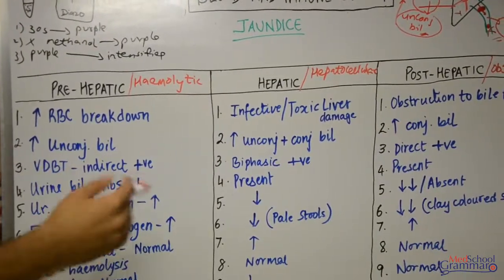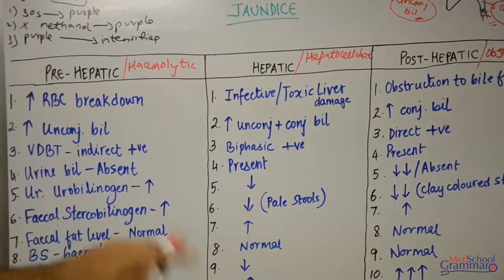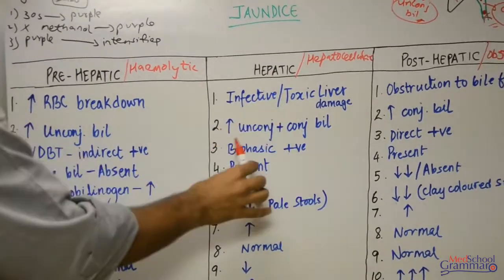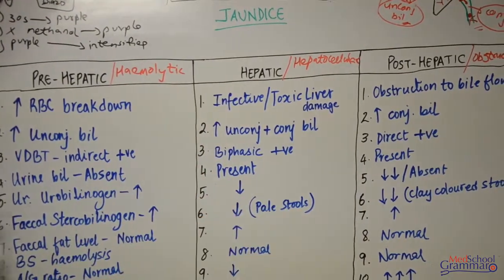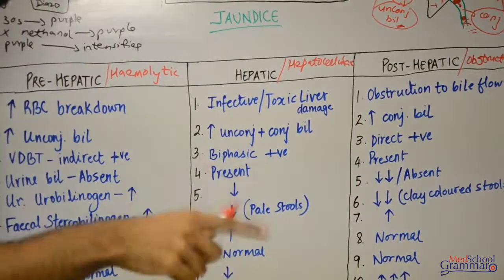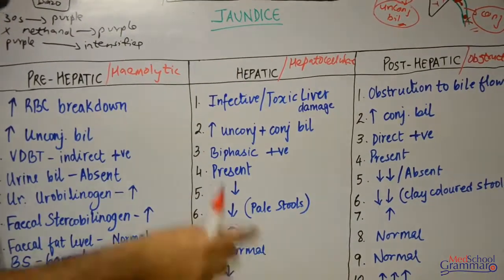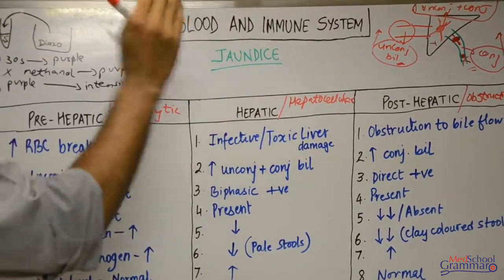The type of bilirubin that increases in prehepatic or hemolysis is unconjugated. Very simple. In hepatic is unconjugated as well as conjugated. Both the types of bilirubin increase, and in post-hepatic or obstructive jaundice, only conjugated bilirubin will increase. It is very simple. You just need to remember the site of pathology, right?